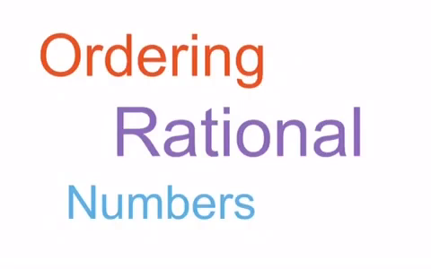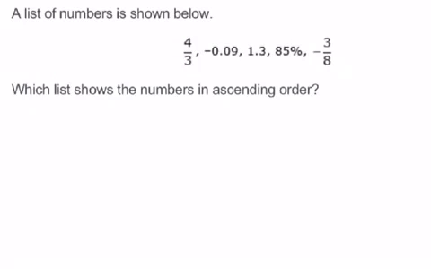So, ordering rational numbers, a Fact or Fib question here. A list of numbers is shown below. I'm going to go ahead and solve this. Which list shows the numbers in ascending order? Ascending order right over there. So we don't have multiple choice.